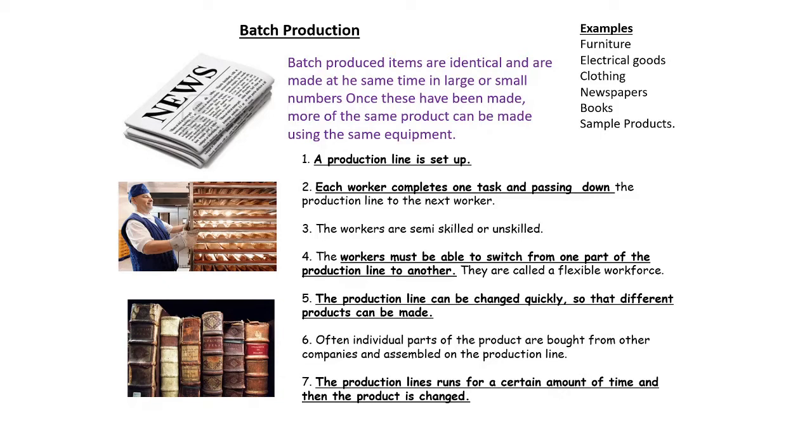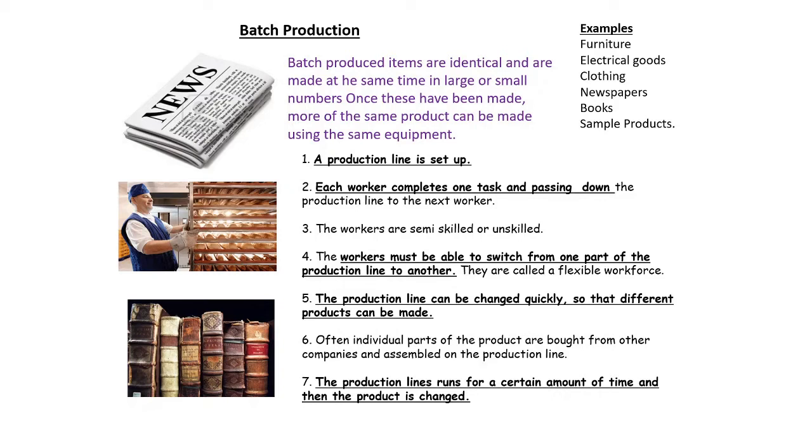So you have your production line. Each worker will have their one task that they're doing. Maybe they can do one or two of the tasks. The workers are semi-skilled or unskilled, so they're trained, but they're not highly qualified, highly specialist, like bespoke.